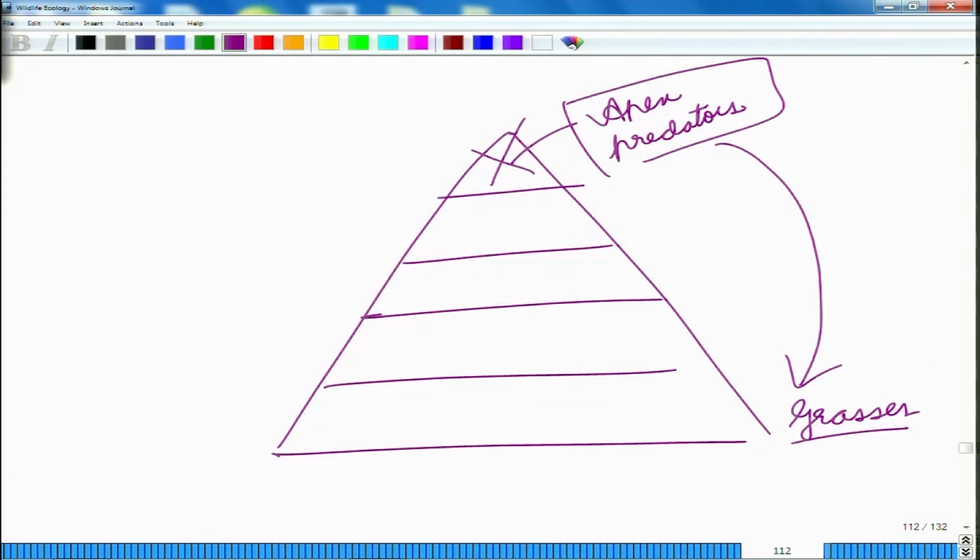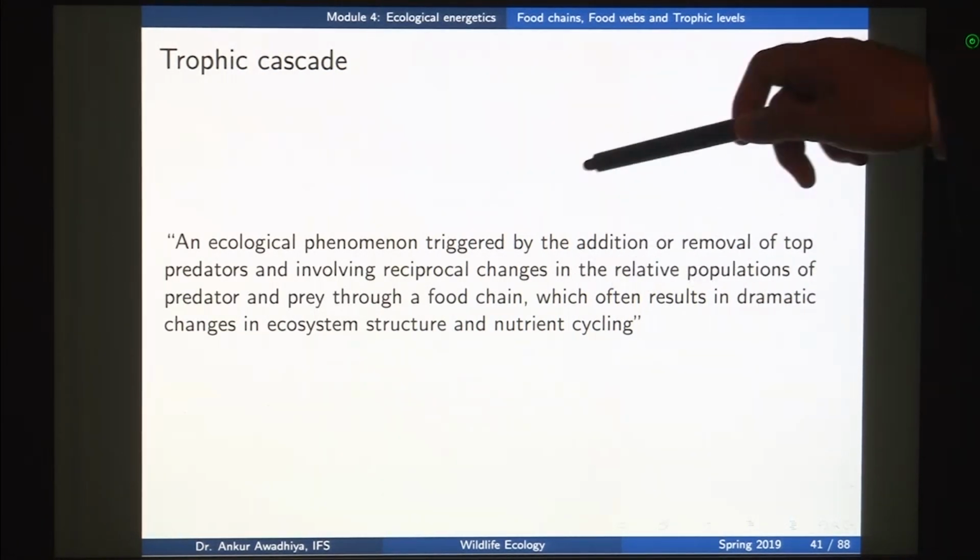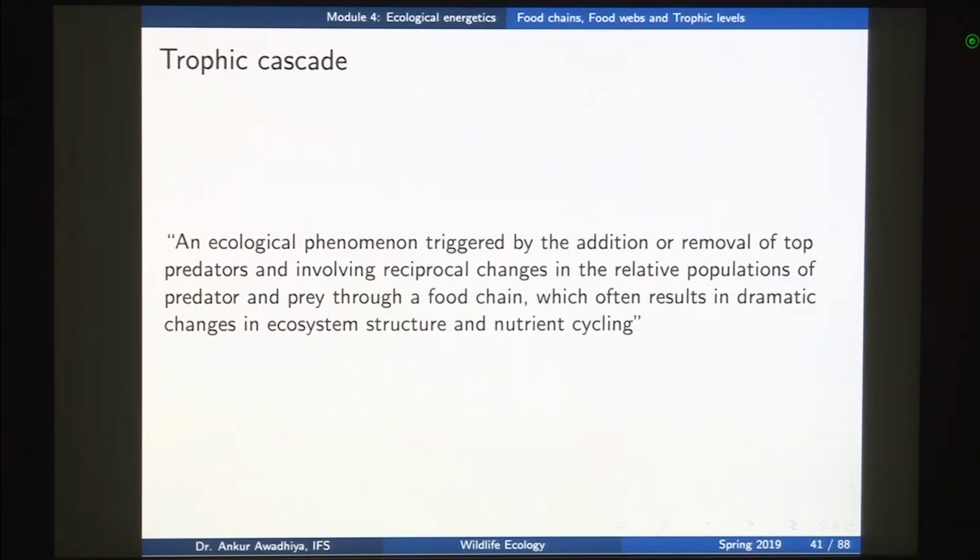So, coming back to the definition, an ecological phenomenon triggered by the addition or removal of top predators. Now, we looked at removal of top predators. Similarly, if you do not have any top predators and you add those top predators, you will also find a very different impact, involving reciprocal changes in the relative populations of predator and prey through a food chain.